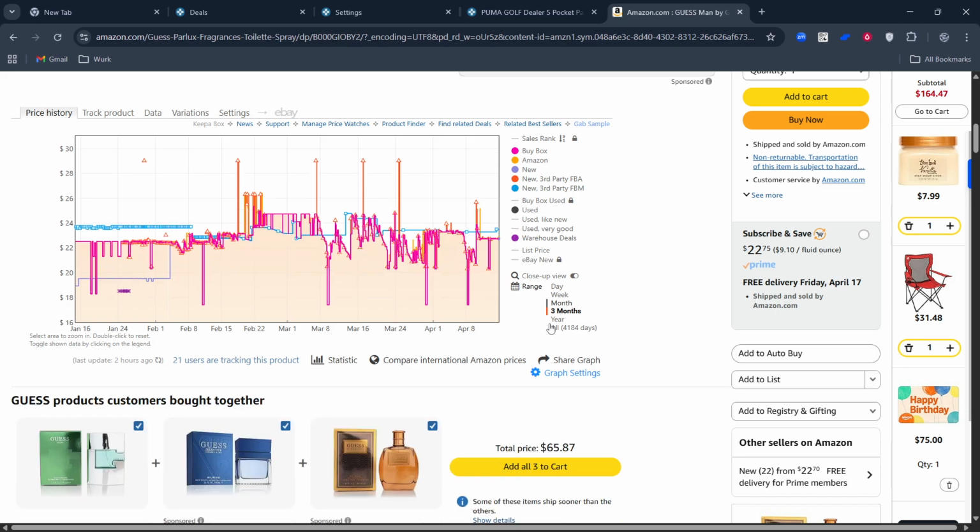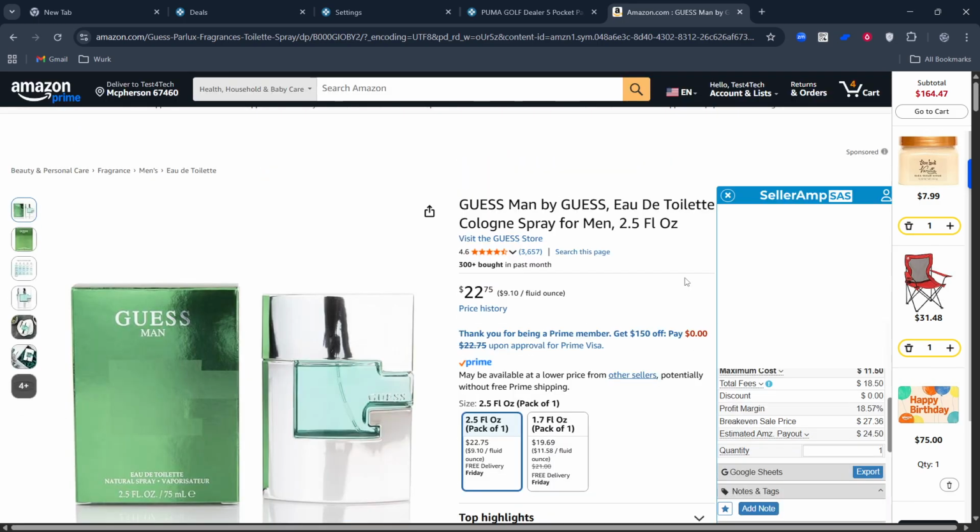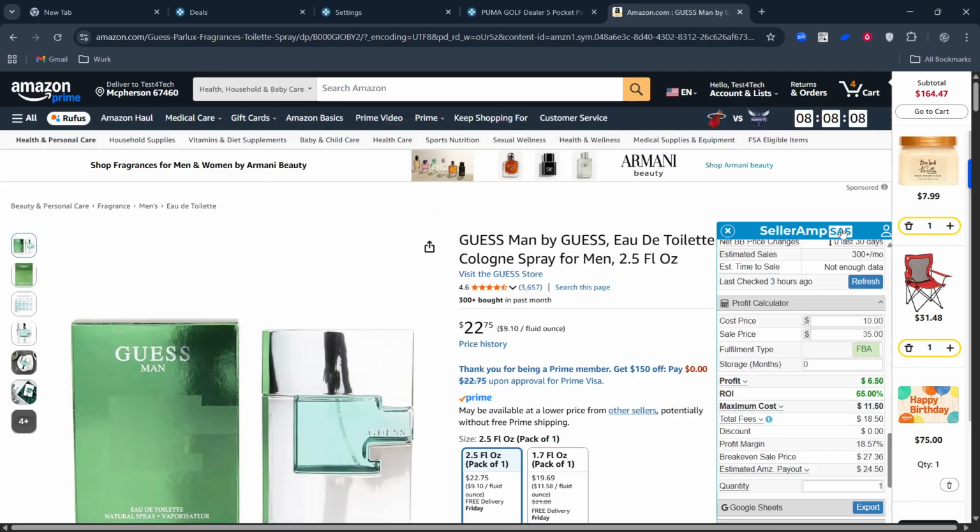Move back to SellerAmp to analyze profit. Enter your exact buy cost, then review the calculated ROI, profit, and Amazon fees. Make sure profit stays positive after fees and that the ROI aligns with your goals. Small changes in price or fees can change the math, so it's worth a careful look.